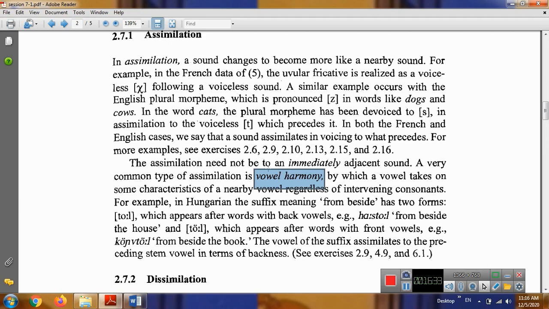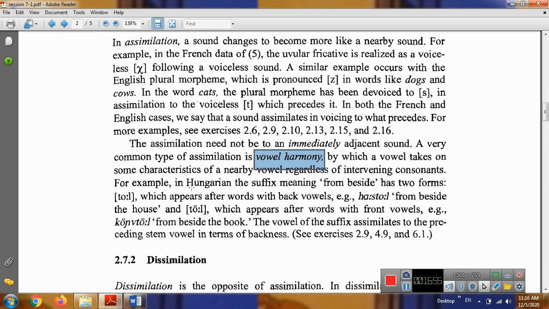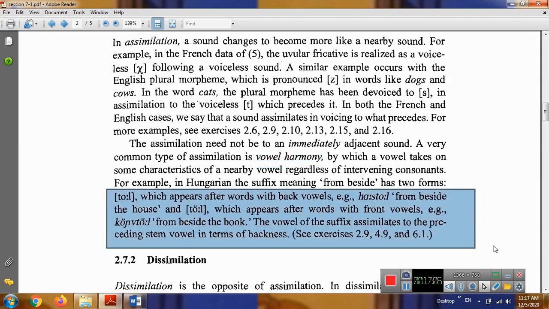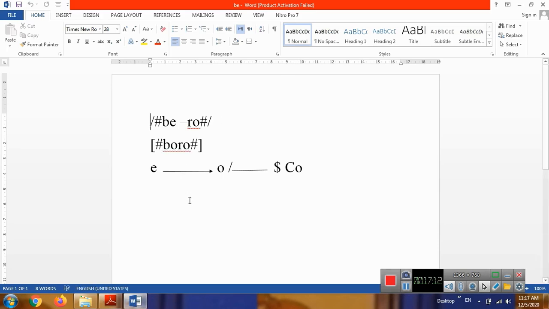Assimilation need not be to an immediately adjacent sound. A very common type of assimilation which happens between non-adjacent sounds is vowel harmony, by which a vowel takes on some characteristics of a nearby vowel regardless of the intervening consonants. For example, in Hungarian, the suffix meaning from beside has two forms. Okay, I think it is not very clear. I want to give you some examples in Persian.